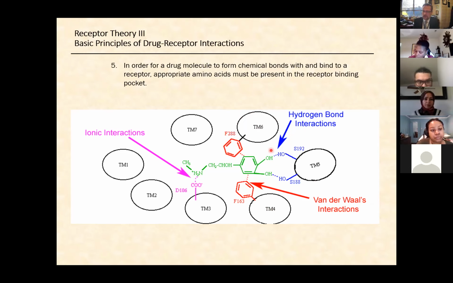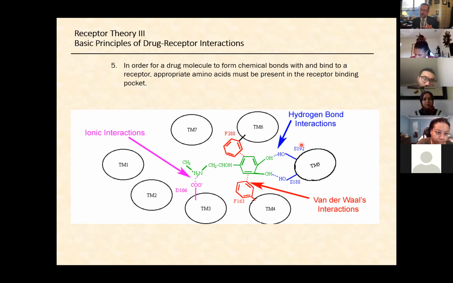And then we have two hydrogen bonds that form between the hydroxyl groups on the catechol ring and the hydroxyl groups here on serine at position 188 and 192. You don't need to memorize this. This is just an FYI example.